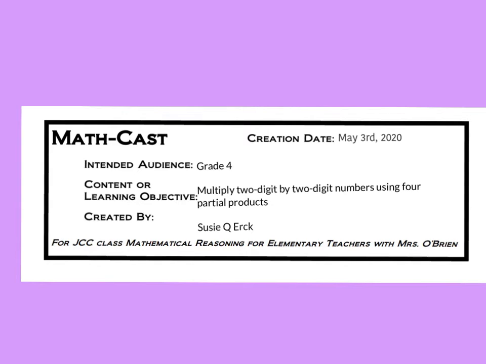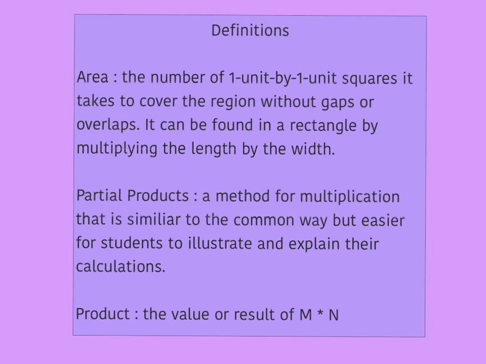Mathcast number 3. Intended audience: grade 4. Learning objective: multiply two-digit by two-digit numbers using 4 partial products. Created by Susie Irk. First, we'll start off with some definitions.